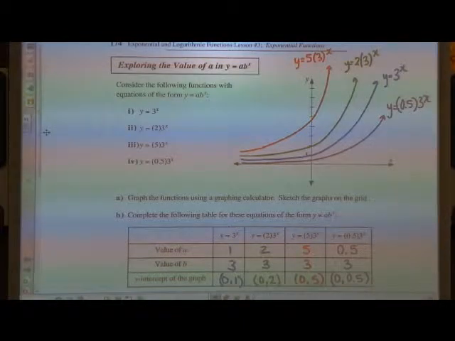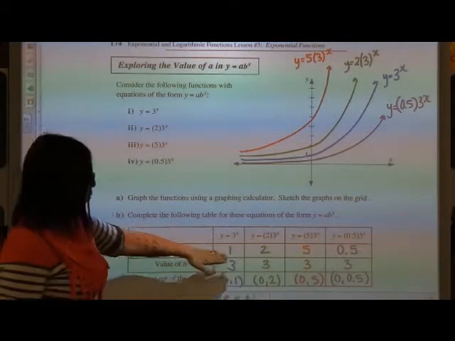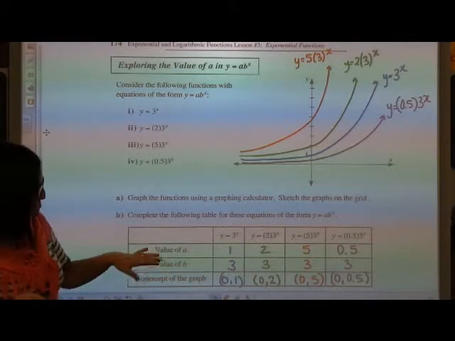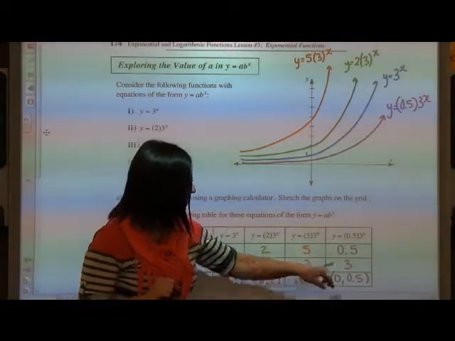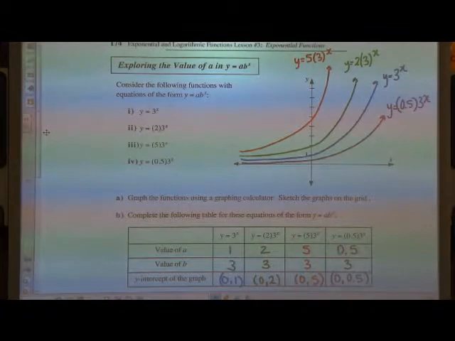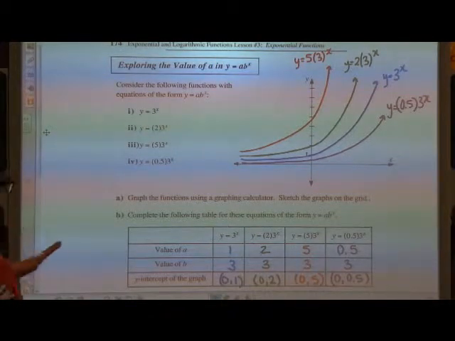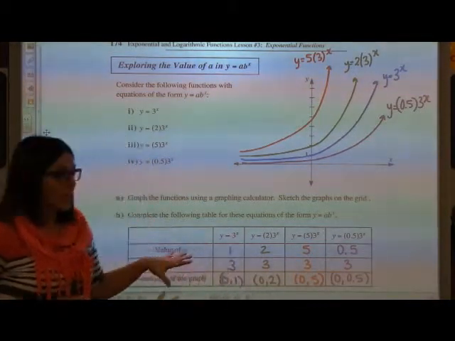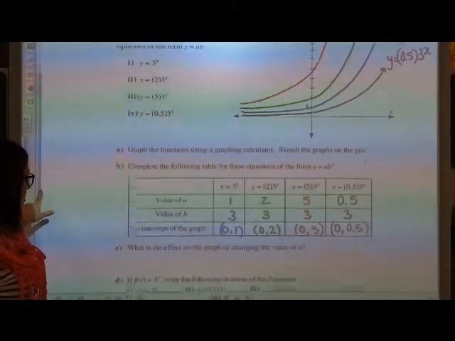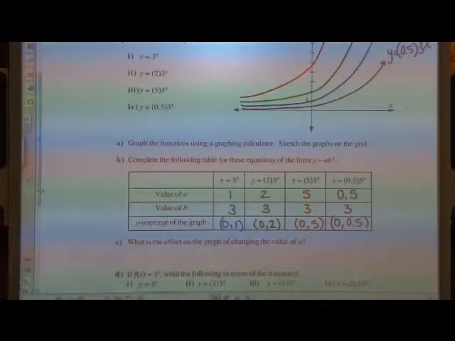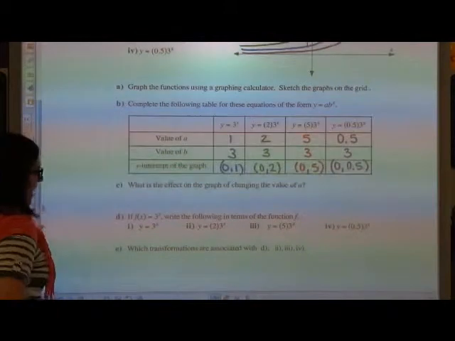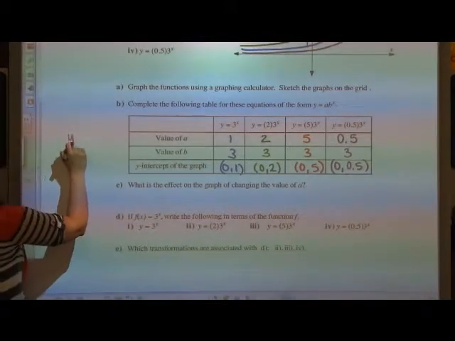So if we look at the 4 graphs and where their y-intercept is, what do you notice about the y-intercept and the value of a in the equation of the exponential function? And hopefully your answer is that they're the same. So we're going to go a step further, and we're going to say, what is the effect of changing the value of a? So if I think of adding this a value, y equals a b to the power of x.